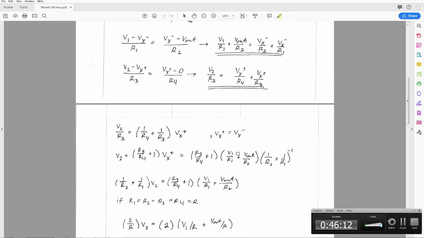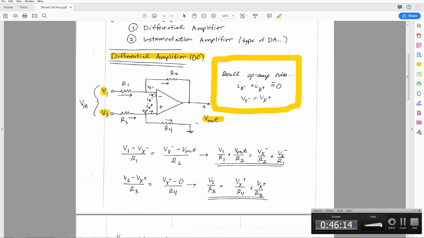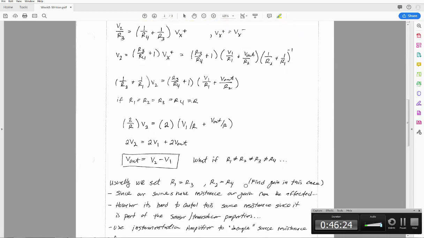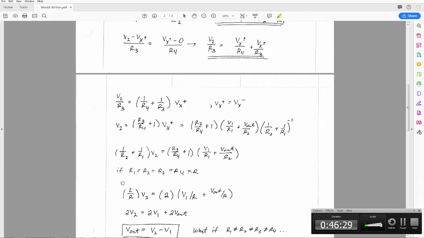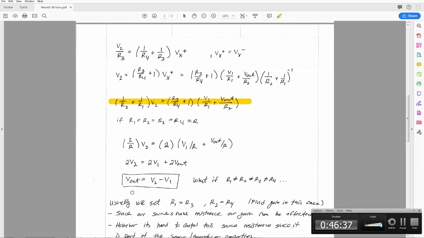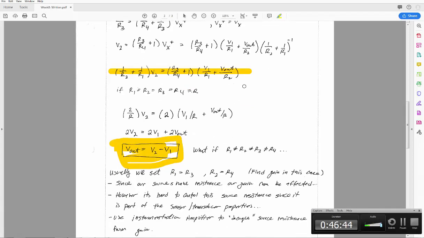Whoopsies. It's just KCL at each of these nodes. So here's a node here, there's a node here, and there's a node right there. Do that analysis, and you'll get essentially this equation here. If R1 is equal to R4 equal to R3 equal to R2, then it simplifies to just a unity gain difference amplifier. If it's not, then it's up here, and you can calculate what that difference is.